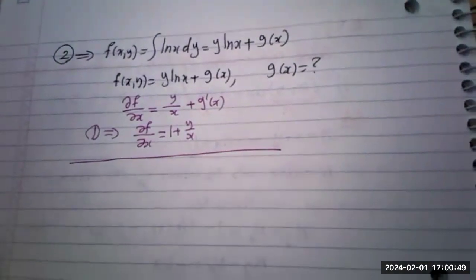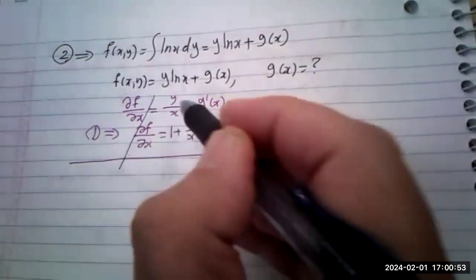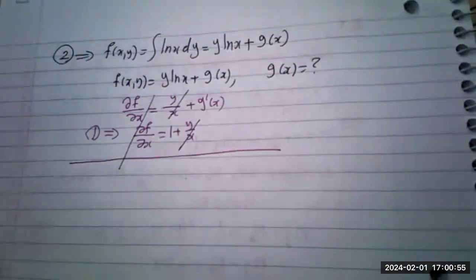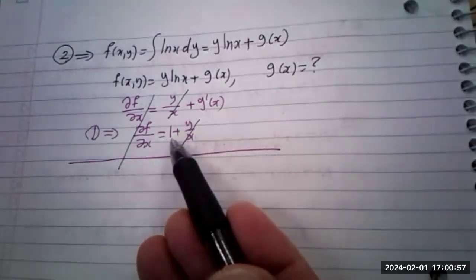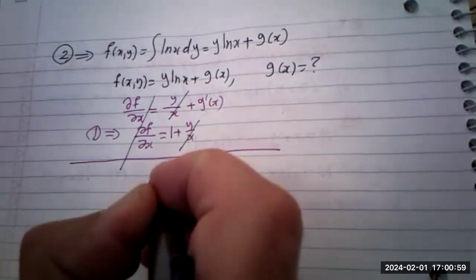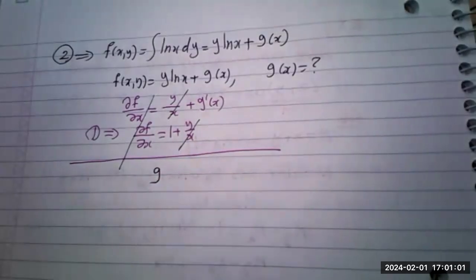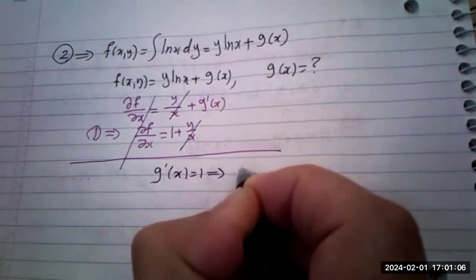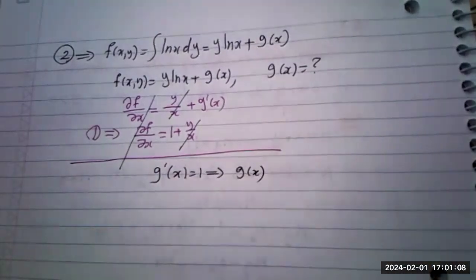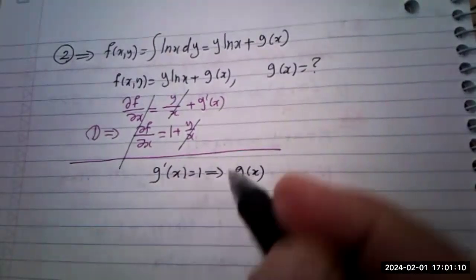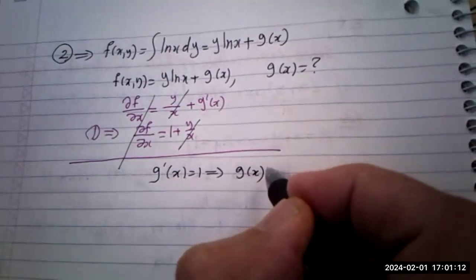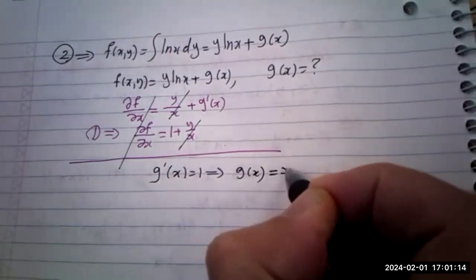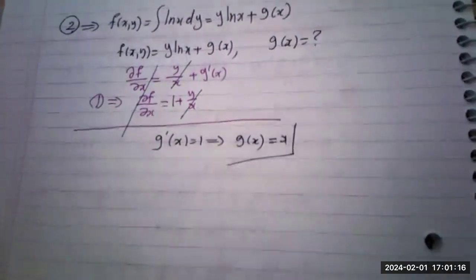Any question? So these terms are going to cancel. The equal terms will be out. The leftover is g prime of x equal to 1. So we get g prime of x equal to 1, and integrating, g of x would be just x. The integral of 1 is x.